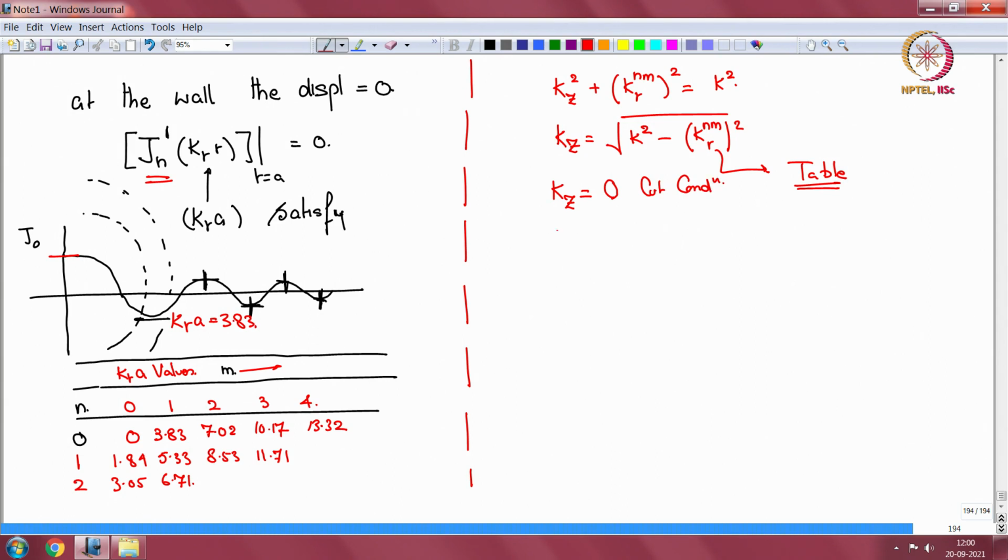Which means my k, or omega by c, is equal to knm over r. So omega is that cut-on frequency.